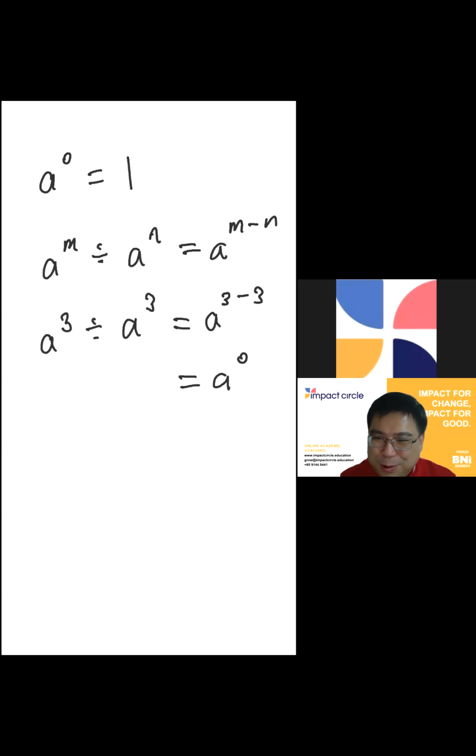Yes, you always get the result of 1. And this is how we show the third law of indices, which is a to the power of 0 is 1. Anything, you can take 5 to the power of 0, 1 million to the power of 0, and it will always be 1.